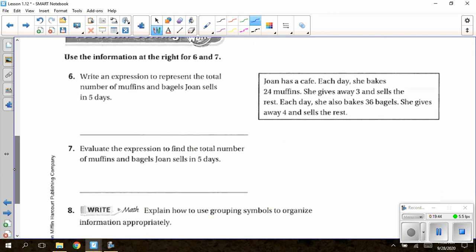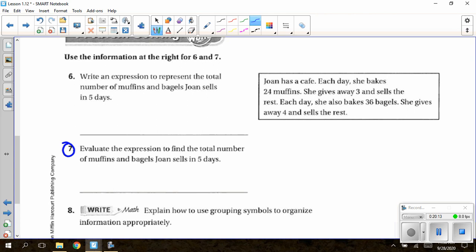So I'm going to set up question number 6 for you so that way you can then solve it for number 7. So number 6 is just writing the expression to represent the total number of muffins and bagels Joan sells in 5 days. So off in the box to the right, it says Joan has a cafe. Each day she bakes 24 muffins. She gives away 3 and sells the rest. Each day she also bakes 36 bagels. She gives away 4 and sells the rest.